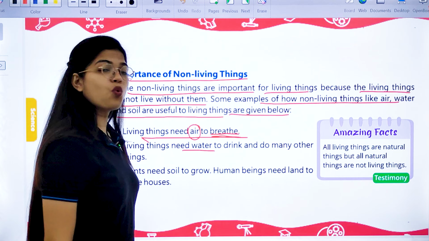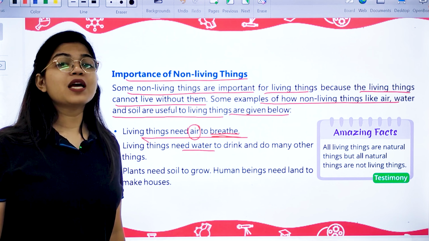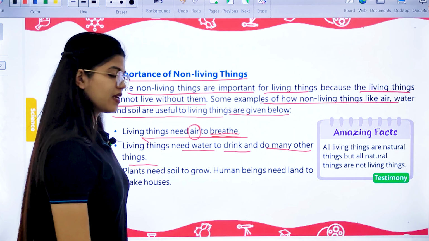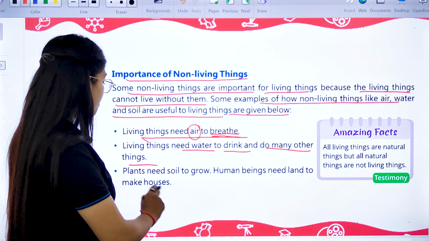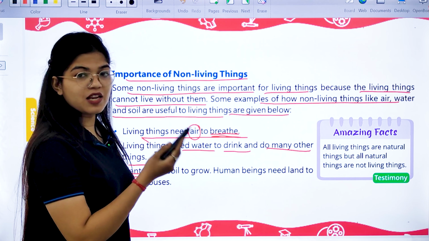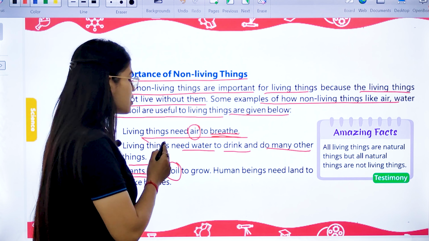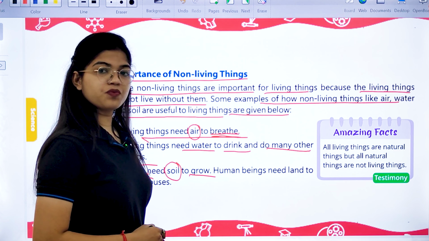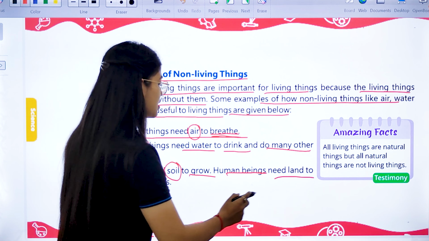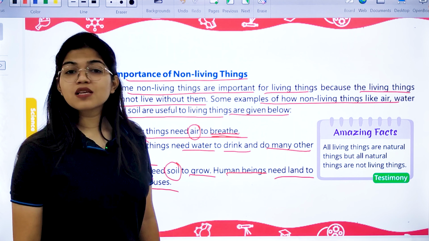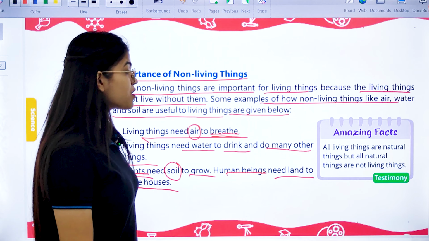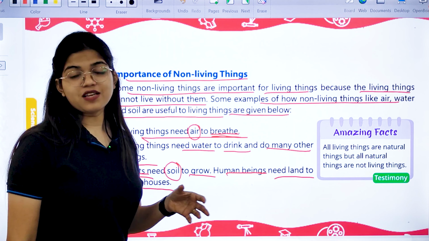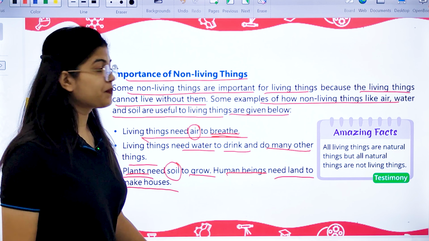Next, living things need water also. Again, water is a non-living thing, but living things need it. Why? To drink and do many other things. Then next, if we talk about plants, plants are living beings, but soil is a non-living thing, and plants need the soil to grow. Human beings need land to make houses in which they live. So like this, living things are dependent on non-living things for their survival and to make their life comfortable.